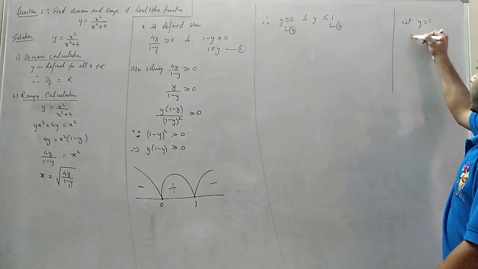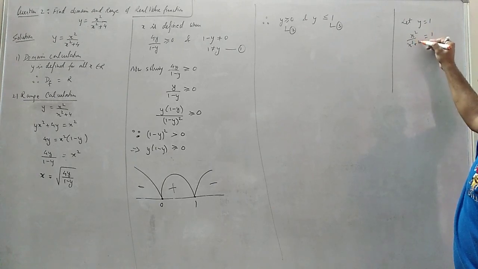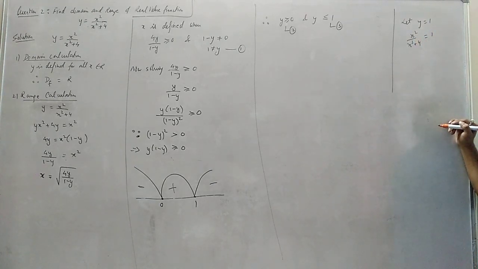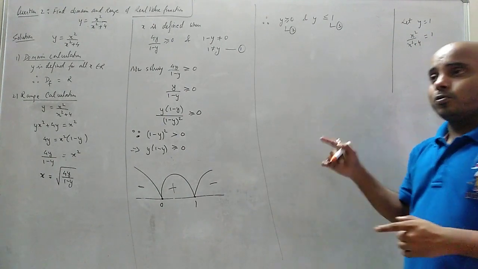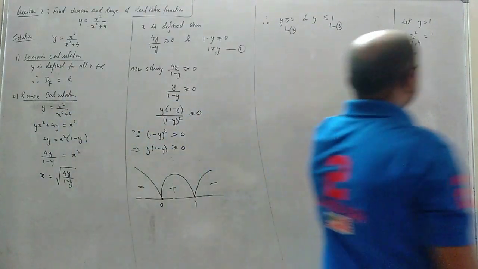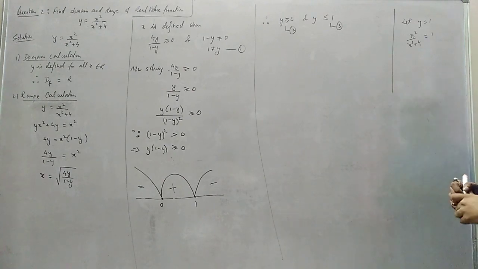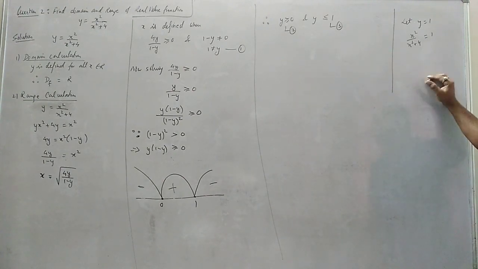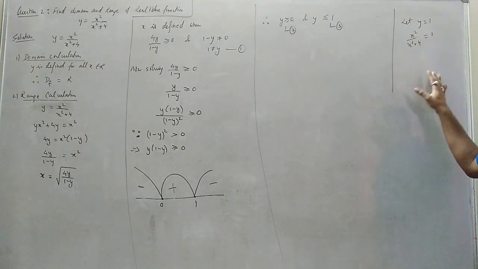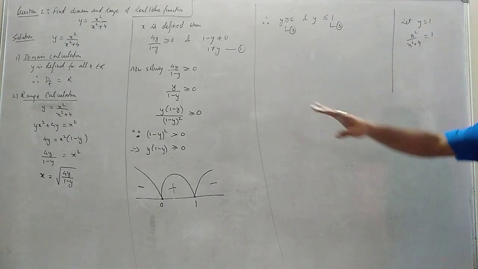So substitute into x square by x square plus 4 equals 1. Check whether the value of x is coming or not. This is all we need to do. For y equals that value, we need to see whether x is coming finite or not. If x comes out as something in the domain, then we will take y equals 1. If x is not coming inside the domain, then I will not take y equals 1.